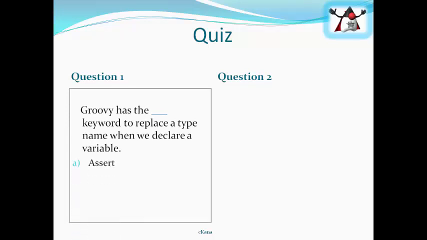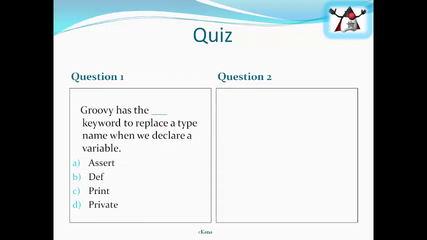Question 1. Groovy has the blank keyword to replace a type name when we declare a variable. Assert, def, print, private. Question number 2. What is an iterable object?